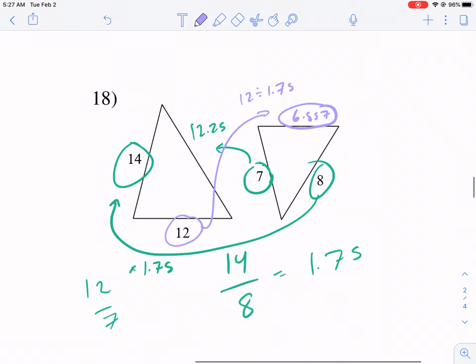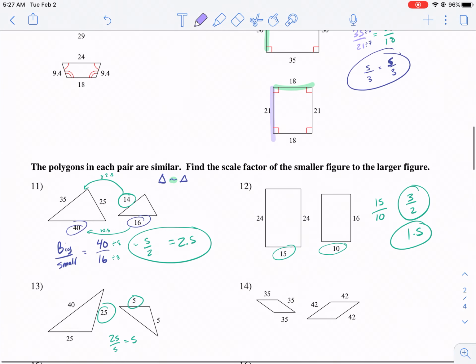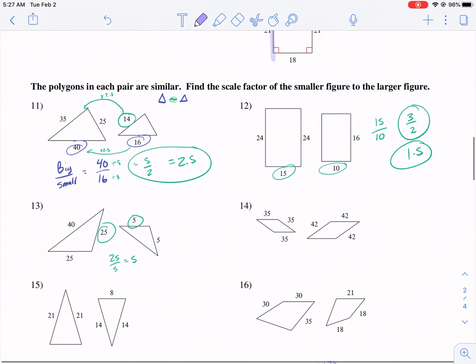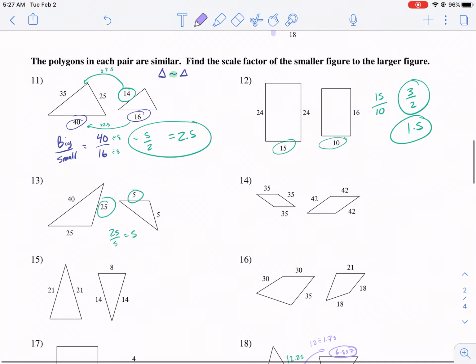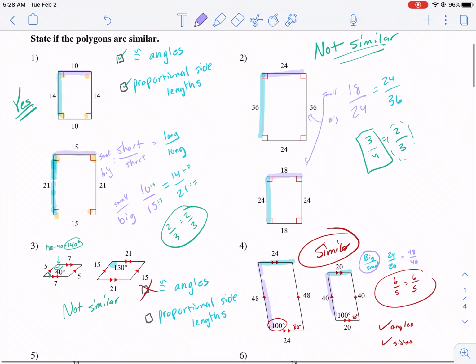But this one's kind of a weird one. Not a big fan of it. I think they were trying, but maybe trying a little bit too hard. So don't worry about that one, but all these other ones are fairly straightforward. That is a good introduction to similar polygons and scale factor.